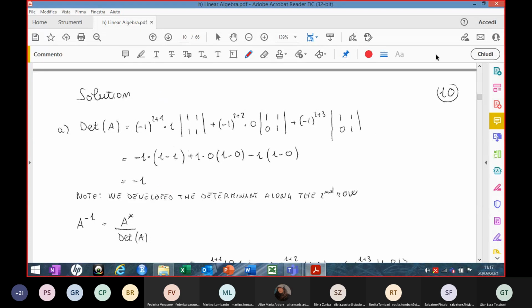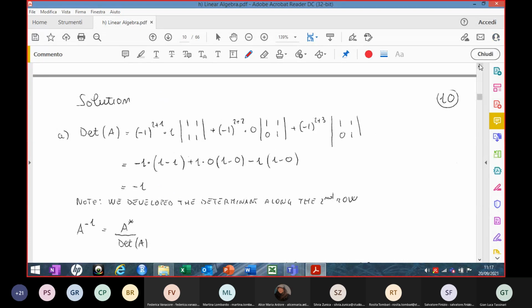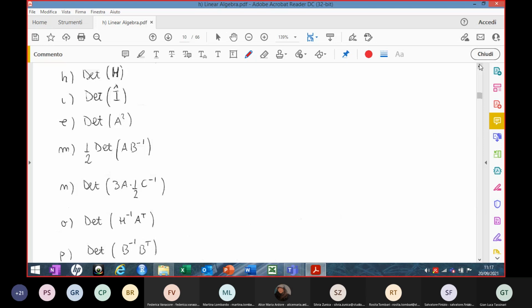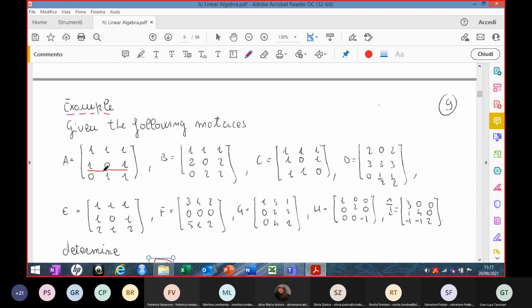Then go to the second element of the row, which is the element 0. This element is in the position 2, 2. So you have plus -1 to the power 2 plus 2, times the element itself, 0, times the determinant of the matrix you get by deleting the second row and the second column, which is 1, 0, 0, 1.